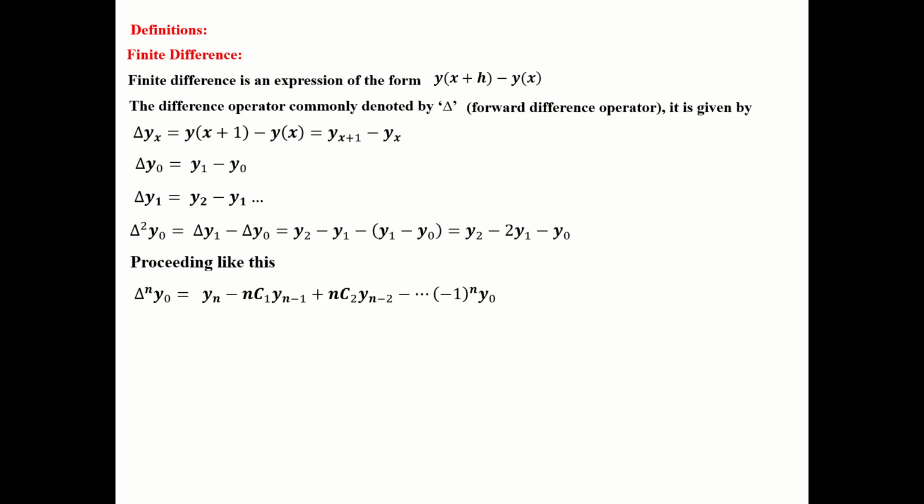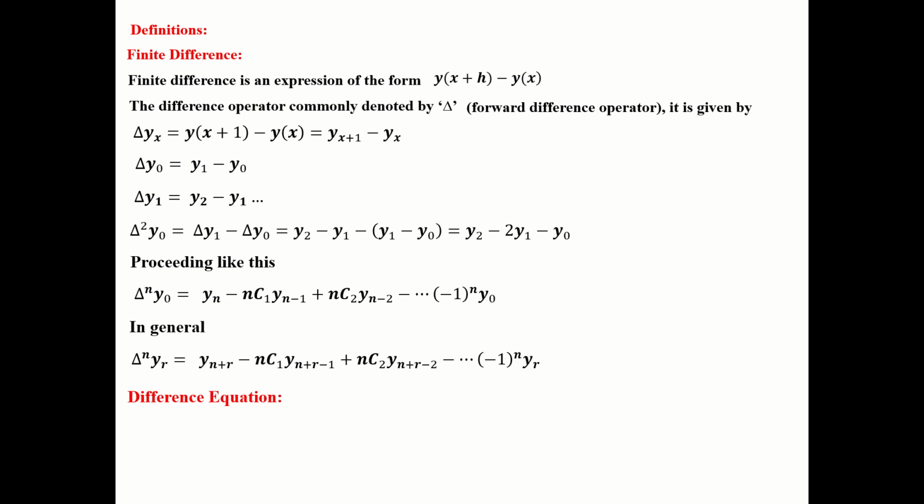Proceeding like this, del power n y0 is equal to yn minus nC1 yn minus 1 plus nC2 yn minus 2, and so on, up to minus 1 power n y0. So in general, del power n yr is equal to yn plus r minus nC1 yn plus r minus 1 plus nC2 yn plus r minus 2, and so on, up to minus 1 power n yr.